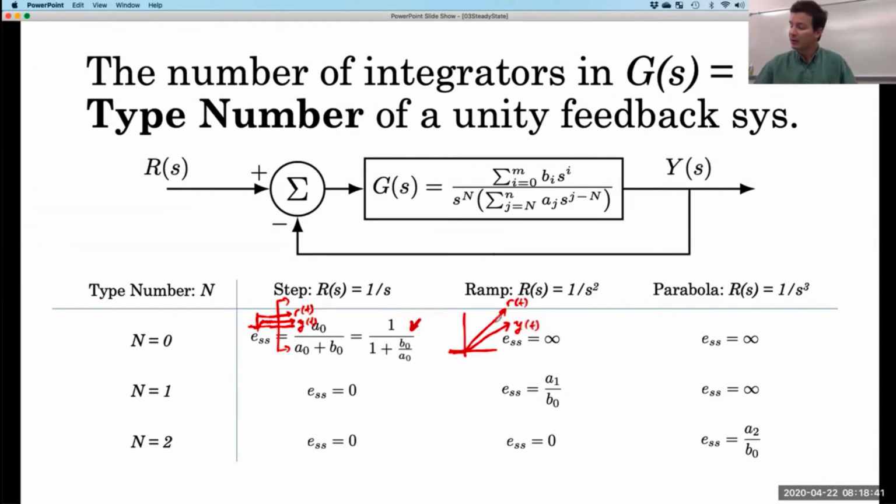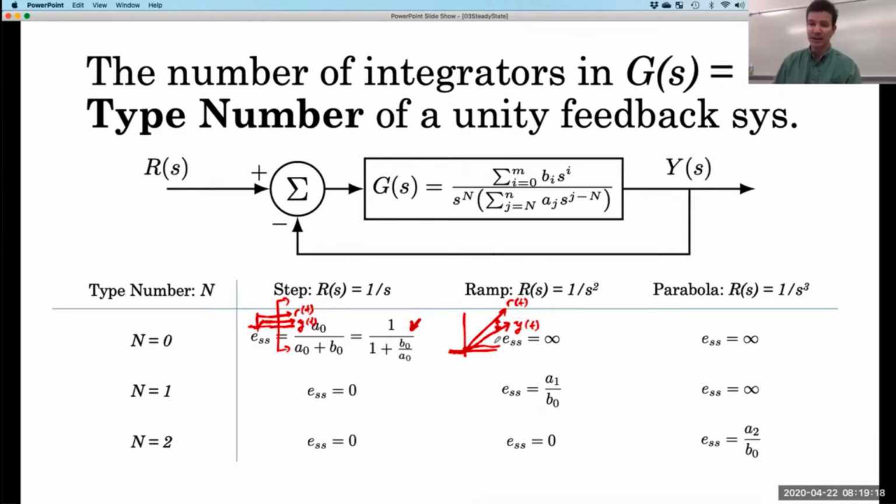So remember, the error in this graph is the difference between the R curve and the Y curve. So this is the error signal. And if these two curves don't end up parallel, then the error blows up. The limit as time goes to infinity of this error difference is infinite. Okay, so that's the more common case. The other case is if the output ends up being a constant, then that also goes to infinity, if you look at the difference between that constant line and the ramp line.